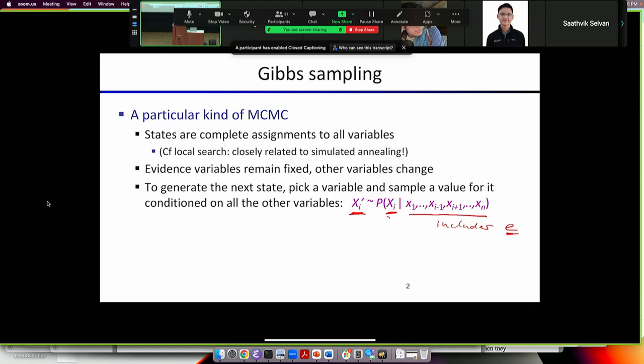Yes? Yes. So every variable, the evidence variables remain fixed. All the other variables have a particular value in each state. Okay, so the state is just the vector of values for all the variables. Okay?